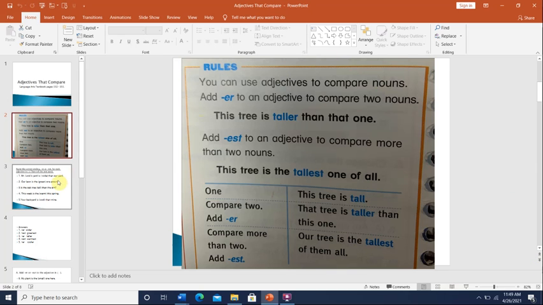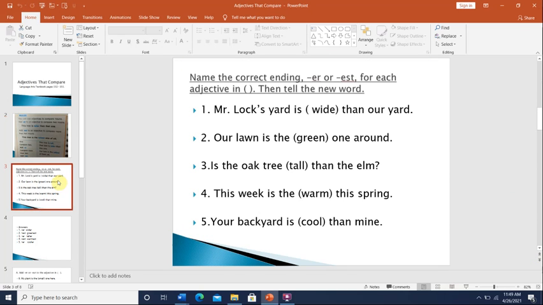Okay, let's see. On page 352, it says here, name the correct ending, er or est, for each adjective in the parentheses. Then tell the new word. So here we will take the adjective that is in between brackets, and we will add er or est according to whether we are comparing two or more.